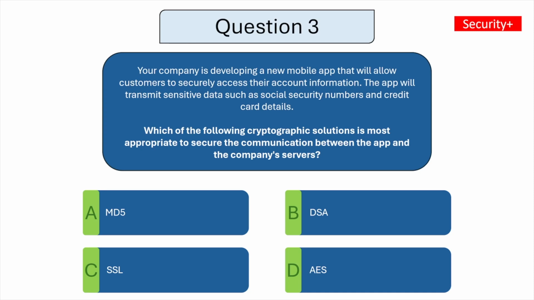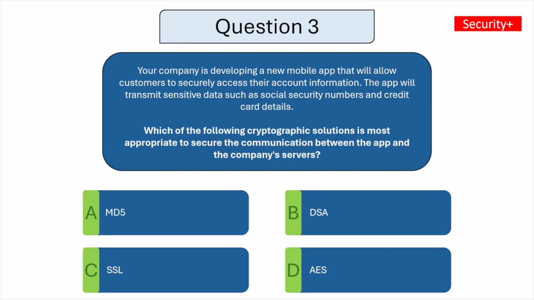For A, message digest is a hash function. That won't secure communication on its own. So it's not A. For B, digital signatures won't secure the communication on their own either. So it's not B. For C, secure socket layers so far is the best option.